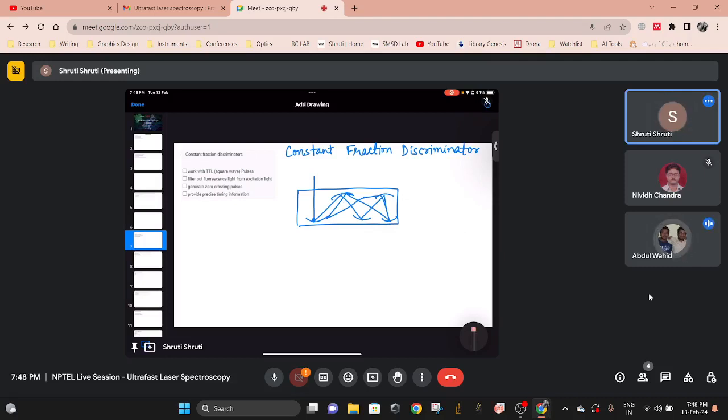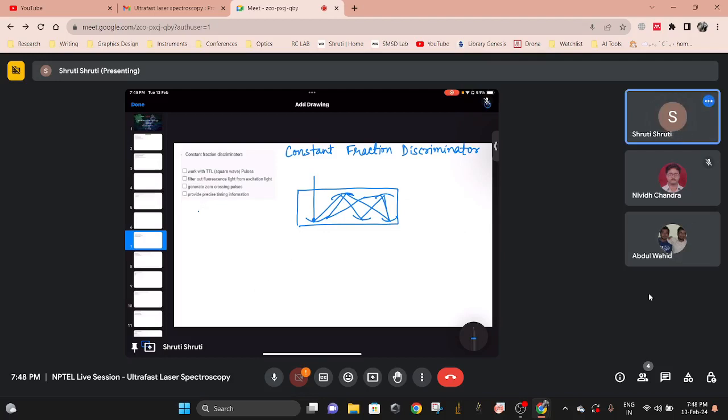Let me ask one very simple question. Your instrument called TCSPC, time-correlated single photon counting, does it truly measure a single photon? Yes, we measure only one photon at a time. The detectors will be such that they measure only one photon at a time.